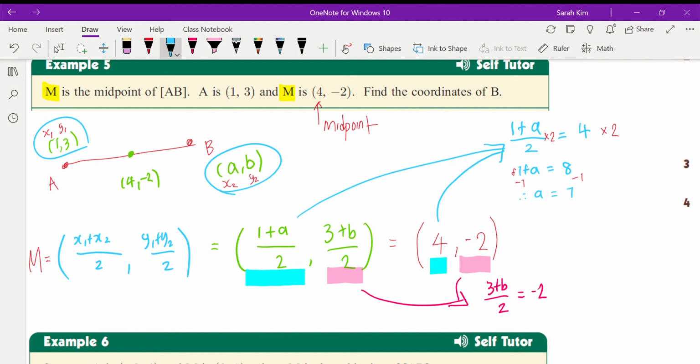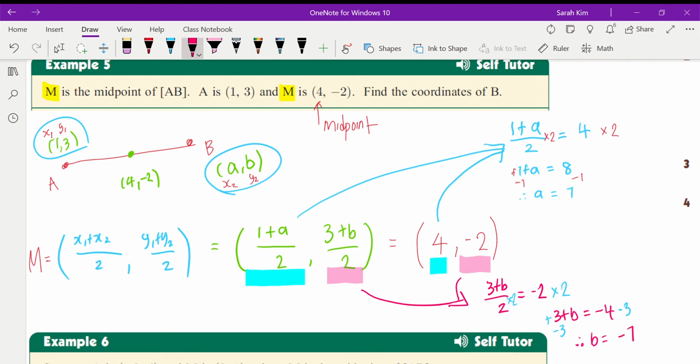So over here, I've got 3 plus B divided by 2, so I need to times 2 to get rid of that divide 2. Right, so what do I have here? I've got 3 plus B equals -4. Almost there. I just got to get rid of one more thing. So there's a plus 3 here, so I'm going to do the minus 3, which is the opposite. So if I do that, I get, therefore, B equals -4 take 3, which is -7.